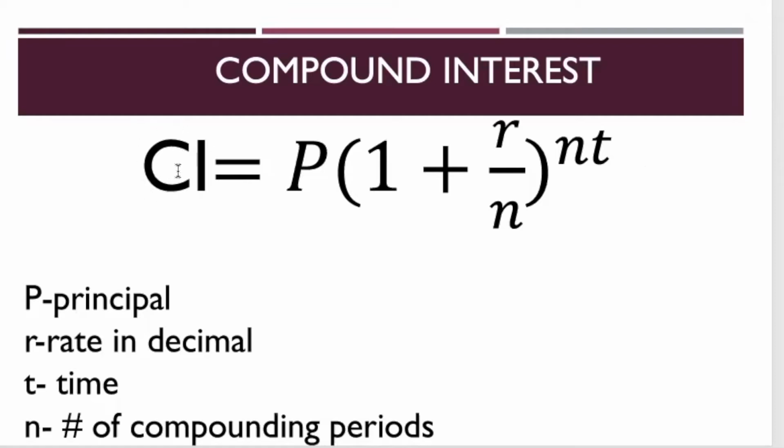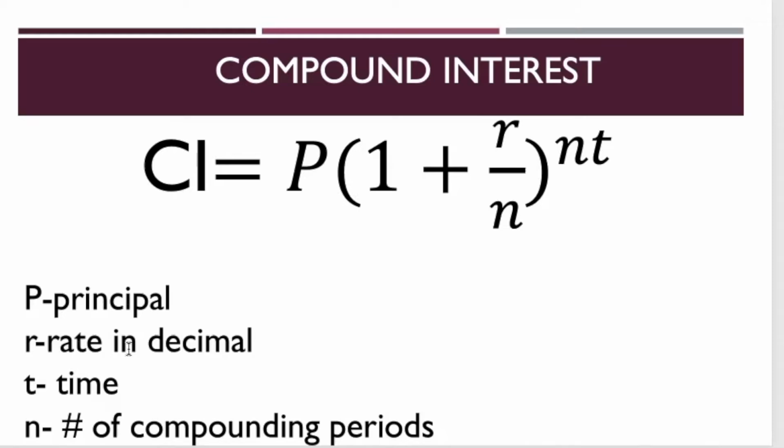So CI, which I have for compound interest, is the amount gained after, let's say, T years. This is the final amount that we will get after calculation. Now, P is the principal, and the principal is the starting amount. Maybe it's a deposit. You have deposited $1,000, or maybe it's a loan. You have borrowed $50,000. So this is the principal.